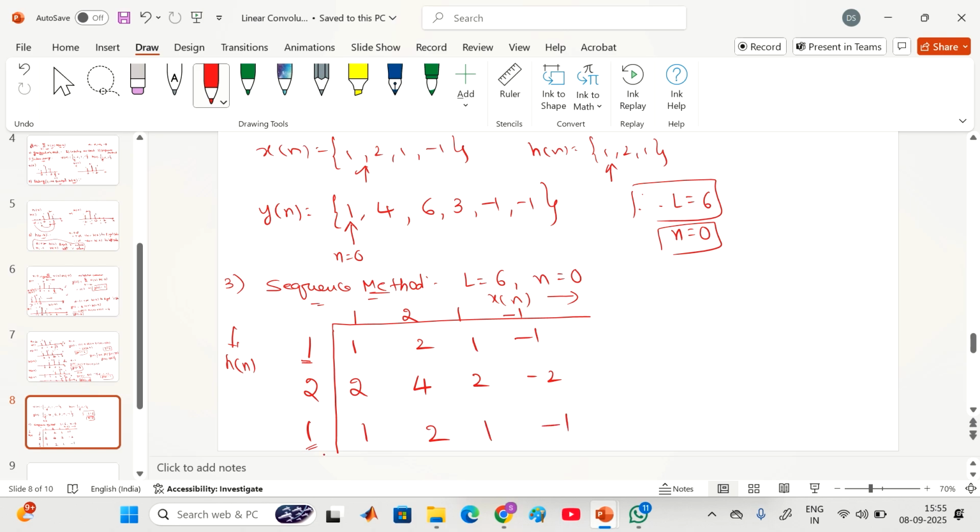Now you have to take diagonally. So take all the diagonal values. The mistakes will come while taking these diagonal elements.